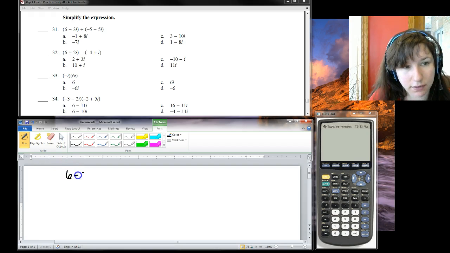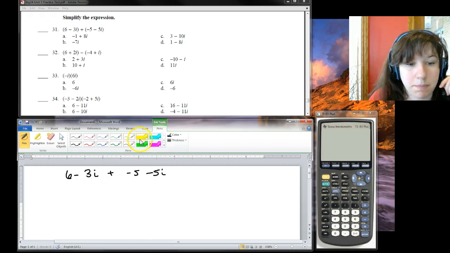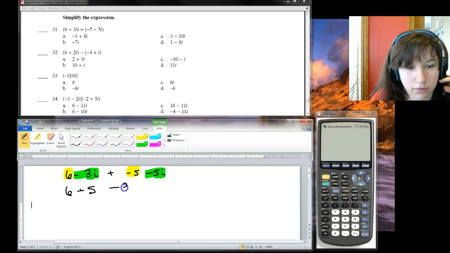So if I have 6 minus 3i, and I am adding a -5 and a -5i, you kind of treat the i's just like they were any other variable. I'm just combining like terms. So the 6 and the -5 are like terms. The -3i and the -5i are like terms. So I rewrite the like terms next to each other.